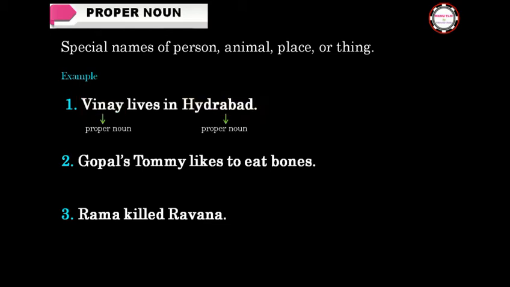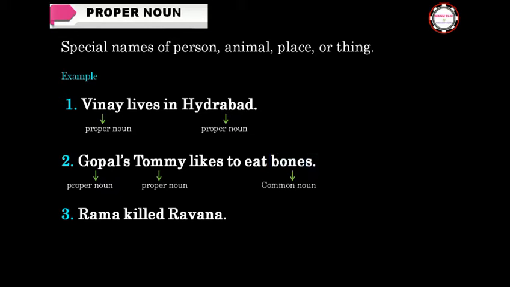The second sentence: Gopal's Tummy likes to eat bones. In this sentence, there are three nouns. Gopal and Tummy are specific names. So those are proper nouns. Bones is a noun, but it is not a specific noun. It is common. So it is a common noun.